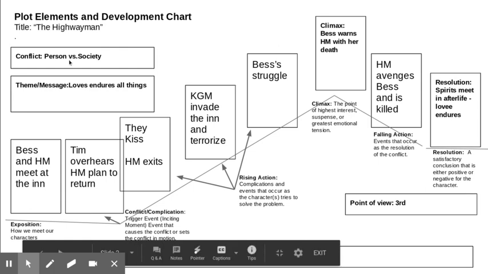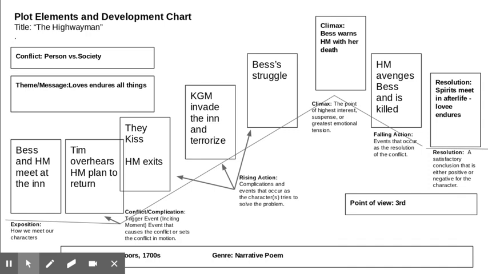So what would we say then is the conflict here? I think the conflict is person versus society. We have Bess and the Highwayman, and everybody's against him. They have to meet in secrecy on moonlit nights because her dad would not want his daughter dating a bad boy. King George's men is against them. Tim is against them. Their love is sort of this illicit thing because he is an outlaw, and he is taking on society and committing wrong. So it is person versus society.